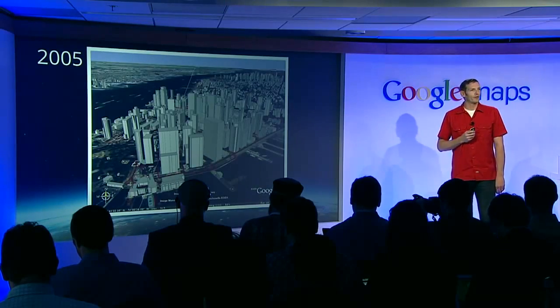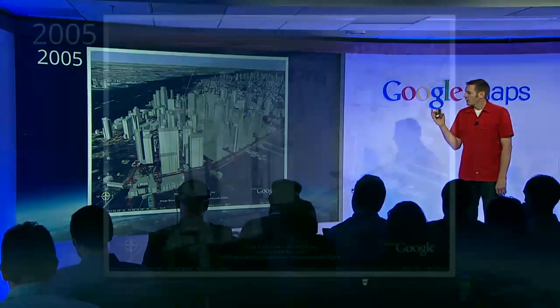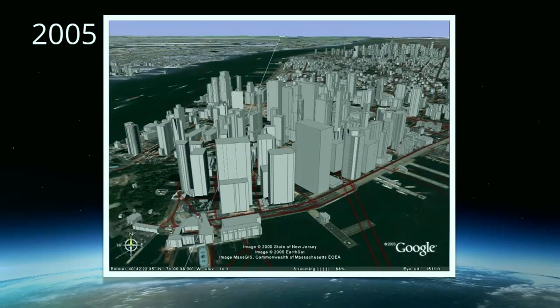By 2005, we started to introduce our first 3D buildings. And here we basically took the footprints of buildings and extruded them up to the height of the building. And so, for example, here in New York City, you can start to get a sense of the grandness of the buildings in New York City here. But by no means does this actually make you feel like you're there.